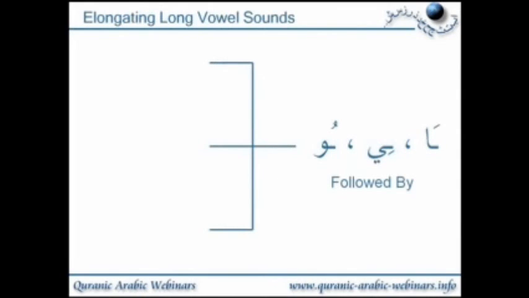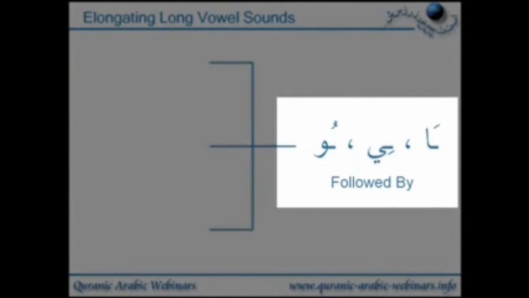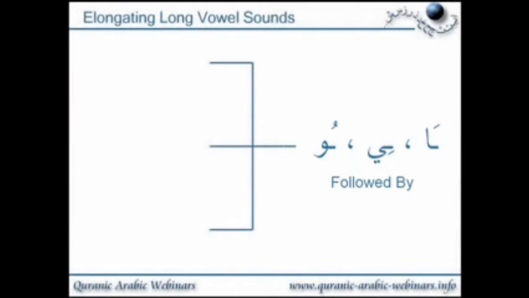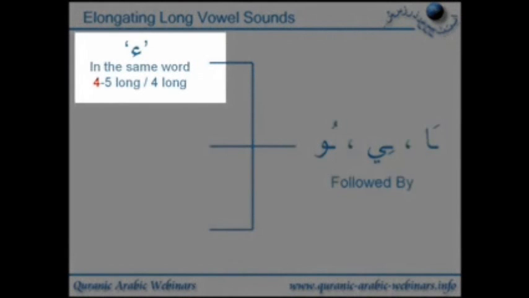Now we're going to look at elongation of the long vowel sounds. So we learned in previous lessons about these long vowel sounds. So we've got the Fatha alif, the Kasra ya, and the Dhamma waw. Now, if they are followed by certain things, they're going to be stretched in their lengths of pronunciation. So the first one is if you have one of these long vowel sounds, which are normally 2 long, and it's followed by a Hamza in the same word, then it's going to be stretched.